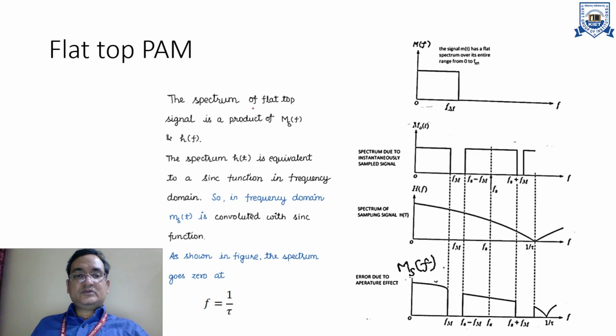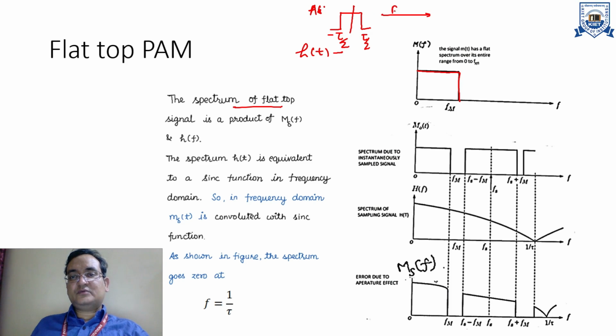Now if we are talking about the spectrum of the flat top signal, as this is the gate pulse, when you take the Fourier transform, your h of t is a rectangular pulse. So we know that a rectangular pulse is like this, from minus tau by 2 to plus tau by 2. This is your amplitude. Let us suppose this amplitude is A. Then if you take the Fourier transform of this gate pulse, I am talking about the CTFT, you will get A tau sinc of omega tau upon 2, right?